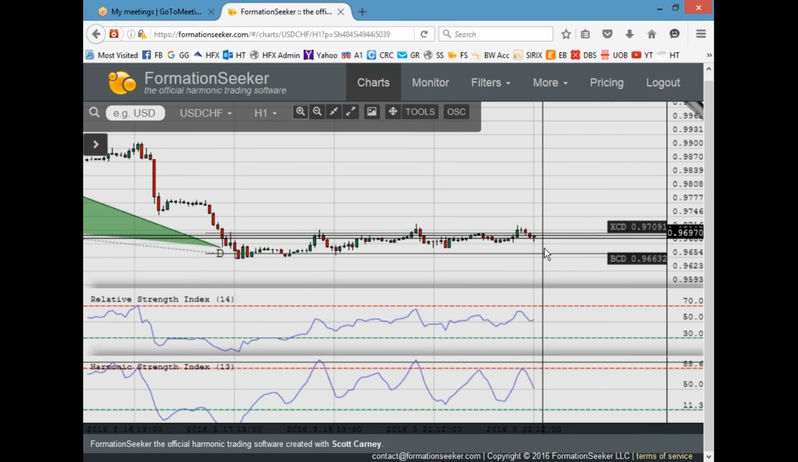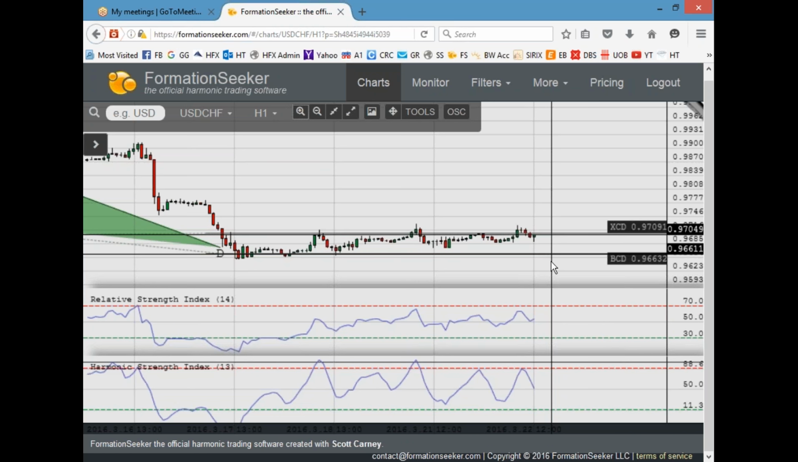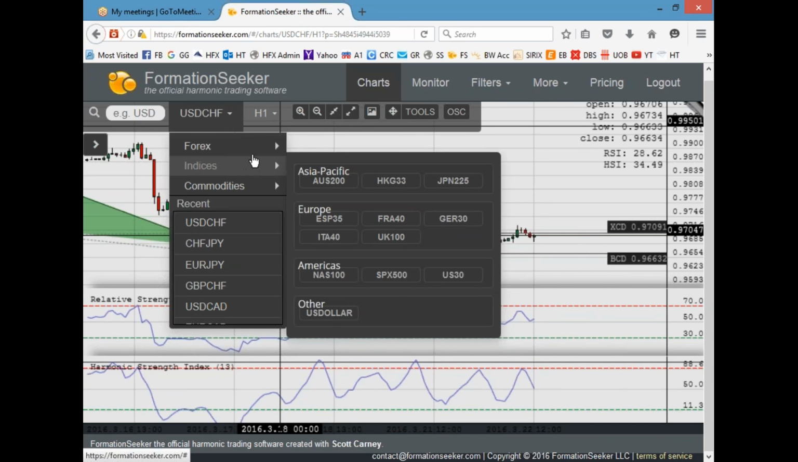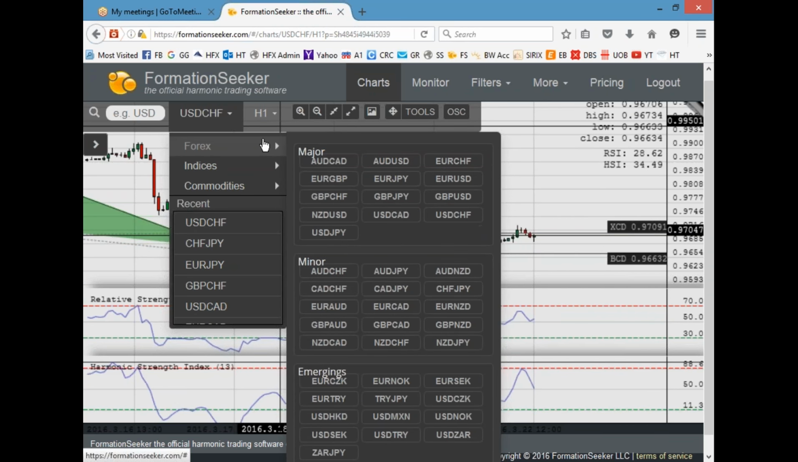If this fellow comes back down here and tests this level again, and we can find the same kind of HSI reaction, that is going to be your type 2 test. And that's where I'll be very interested in entering this pair, and we will release it as a signal. Okay, so that is going to be one of the long-term trades I'm looking at. I'm also interested in shorting Aussie Kiwi.